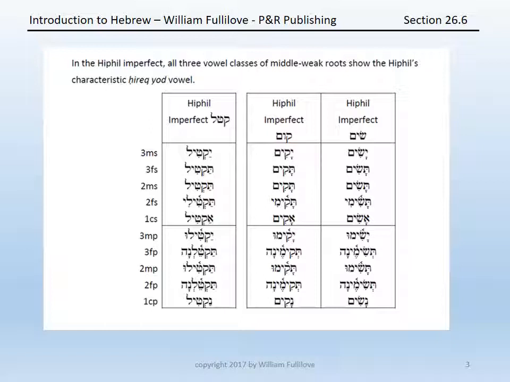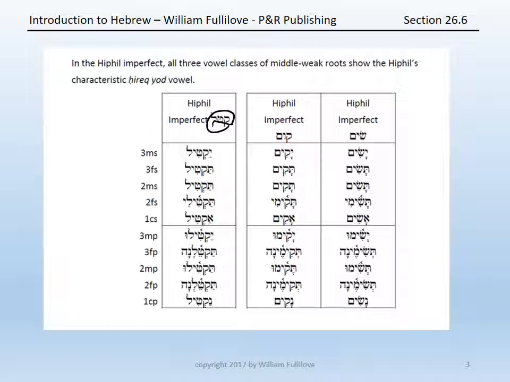In the Hiphil imperfect, all three vowel classes of middle weak roots, those that have a U vowel, an I vowel, or an O vowel, will show an identical formation. It will always be a formation that has the characteristic hireq yod vowel of the Hiphil imperfect. Compare the strong paradigm with qatal to two others, the Hiphil imperfect of qum and the Hiphil imperfect of sim. With the strong verb we have yaqtil, taqtil, taqtili, aqtil.